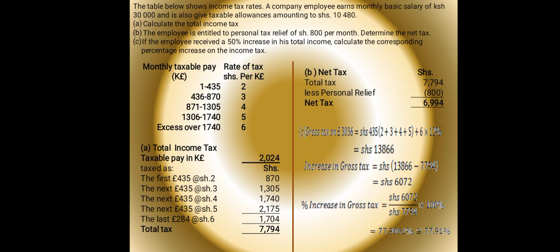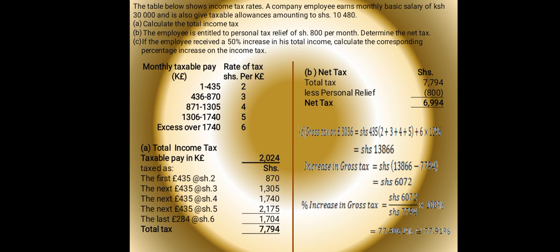We get that the total gross tax after an increase of 50% of his income is 13,866. Now less the gross tax previously before the increase of 7,794. We get that the increase is 6,072 shillings. Now what is the percentage increase or growth in tax?